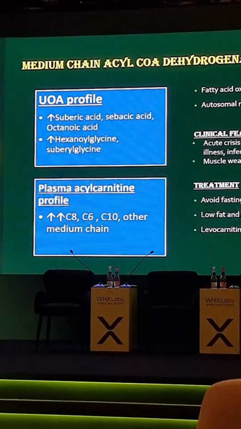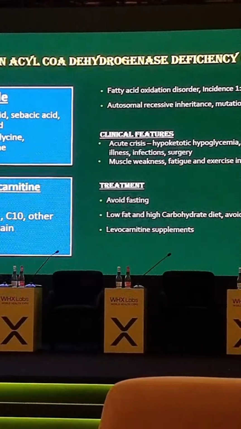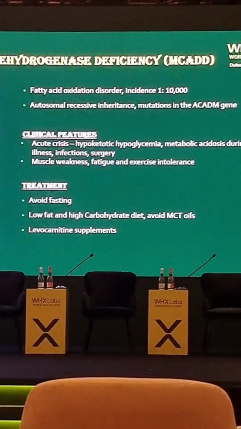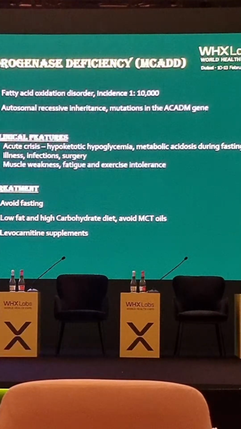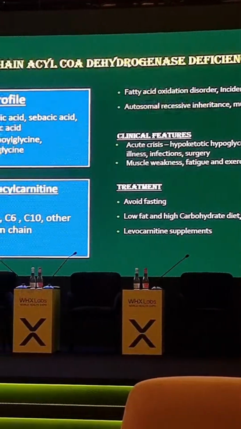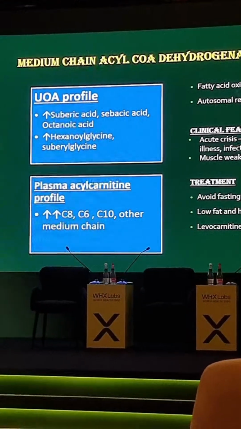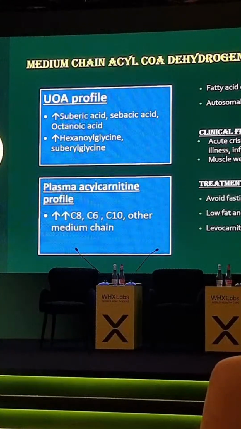So these babies cannot metabolize fats. The main source of fuel is carbohydrates. The incidence is pretty common in the Middle East and even worldwide. So it's 1 in 10,000. And when you do a plasma acylcarnitine profile, mainly the medium chain acylcarnitines are elevated, mainly C8. Sometimes C6 and C10 are also elevated.